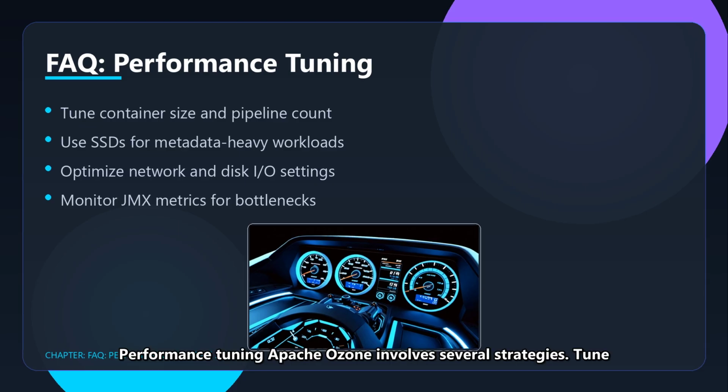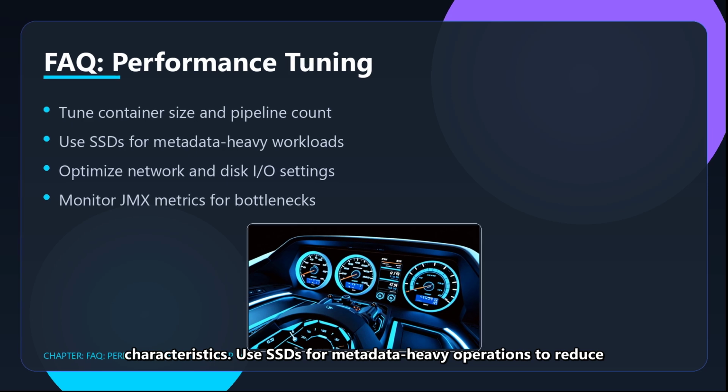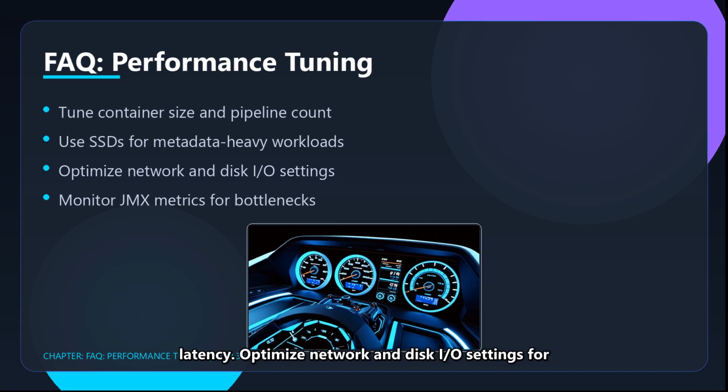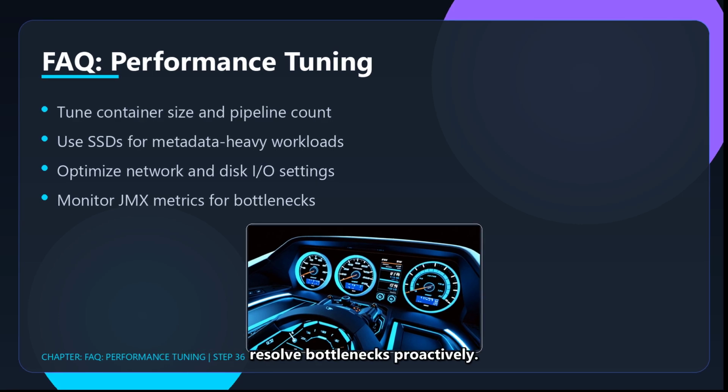Performance tuning Apache Ozone involves several strategies. Tune container size and pipeline count based on workload characteristics. Use SSDs for metadata-heavy operations to reduce latency. Optimize network and disk I/O settings for your environment. Monitor JMX metrics to identify and resolve bottlenecks proactively.